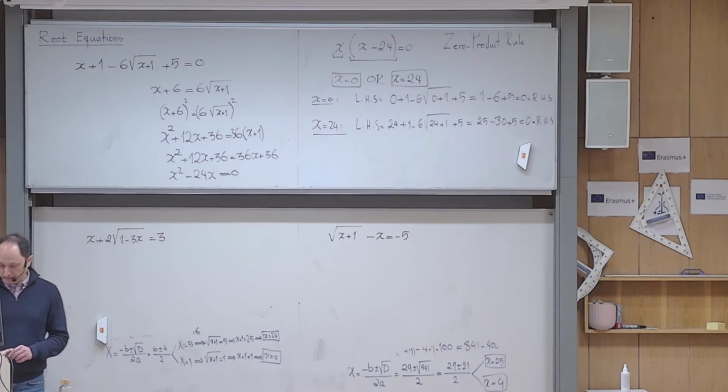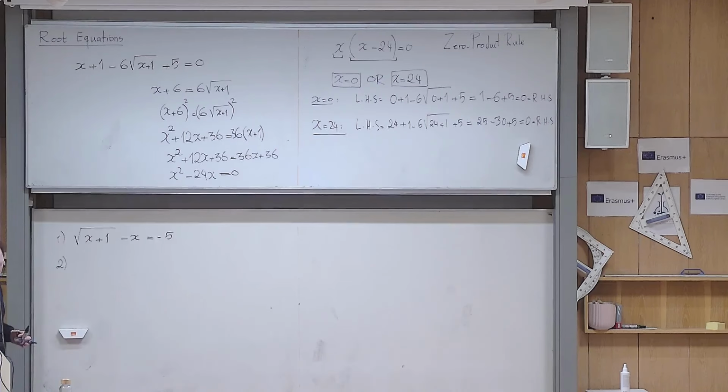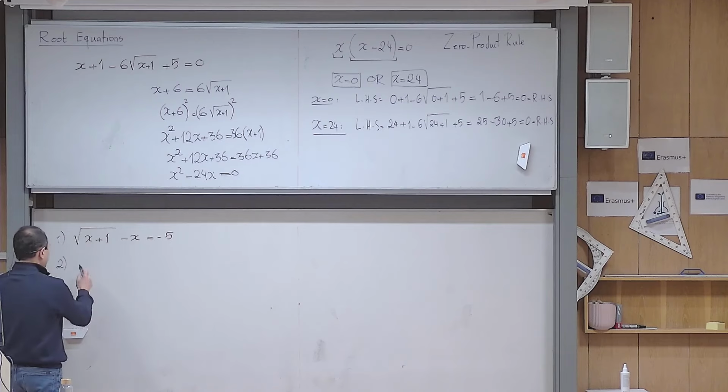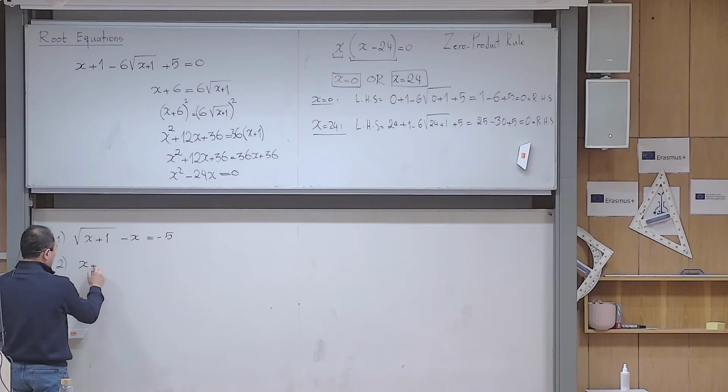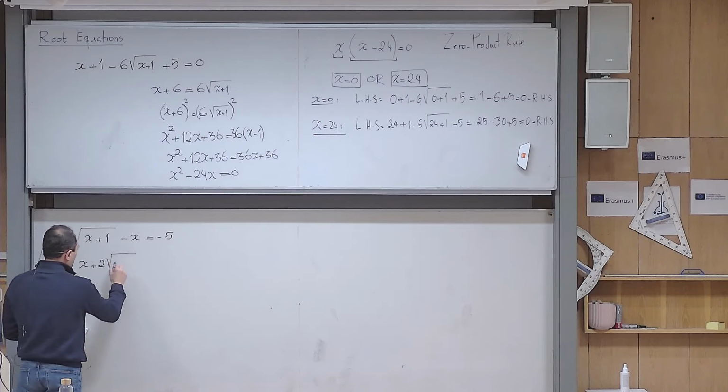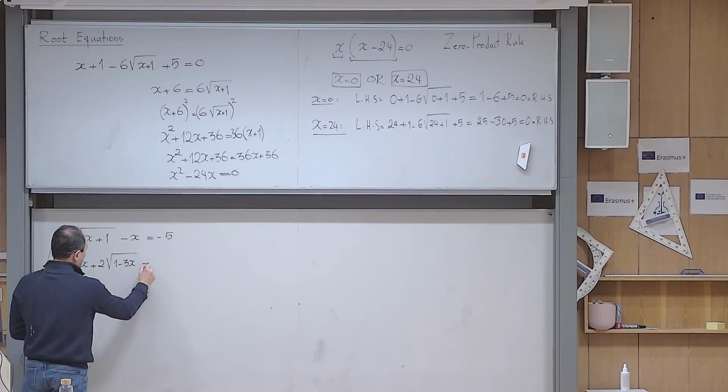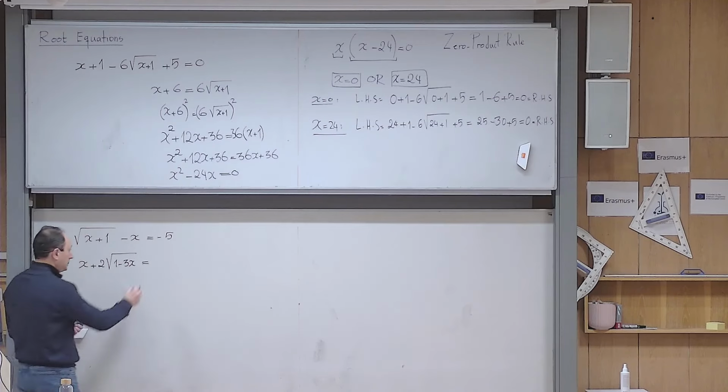Yes? I will wait for you. So I'm writing them here. So just do this one. After that one, do a little bit harder one, which I already wrote here. So what was that? x plus 2 square root of 1 minus 3x equals to 3.